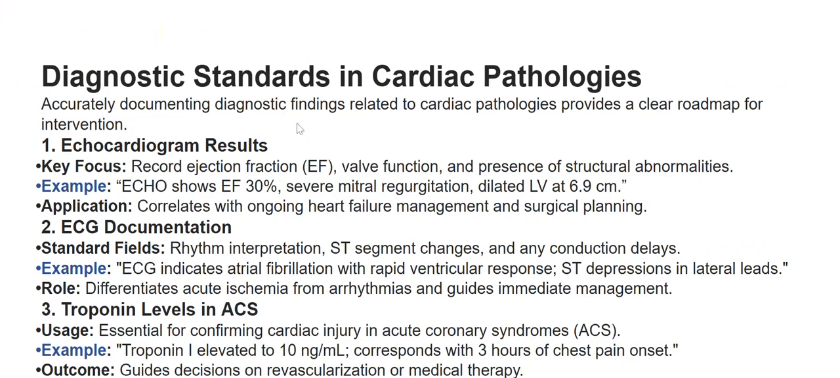Diagnostic standards in cardiac pathologies: accurately documenting diagnostic findings related to cardiac pathologies provides a clear roadmap for intervention. Echocardiogram (echo) results: key focus, record ejection fraction (EF), valve function, and presence of structural abnormalities. Example: echo shows EF 30%, severe mitral regurgitation, dilated left ventricle (LV) at 6.9 centimeters. Application: correlates with ongoing heart failure management and surgical planning.